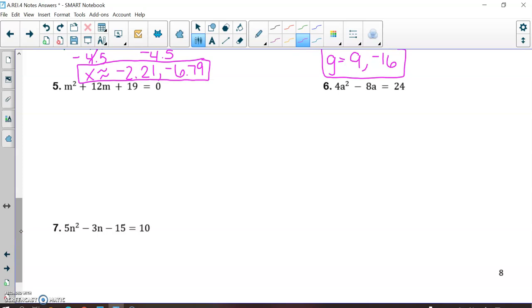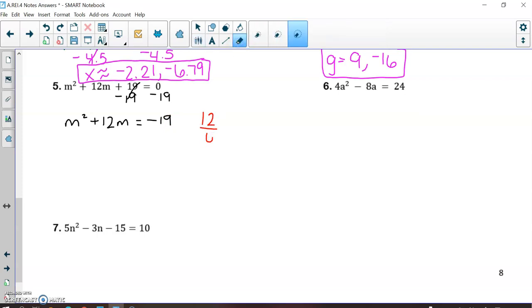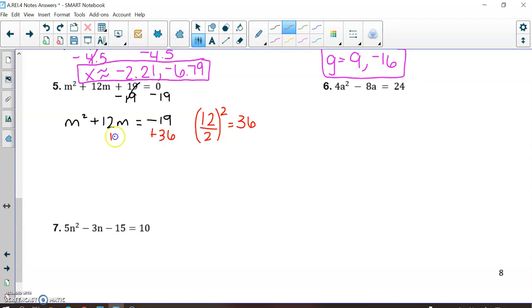All right. In number 5, we first need to isolate our constant. So I'm going to subtract 19 from both sides. I have an m squared plus a 12m is equal to a negative 19. I'm now going to take my b value, which is 12, divide by 2, and square that number. A 12 divided by a 2 is a 6. A 6 squared is a 36. I'm going to add that 36 to both sides to keep the equation balanced.